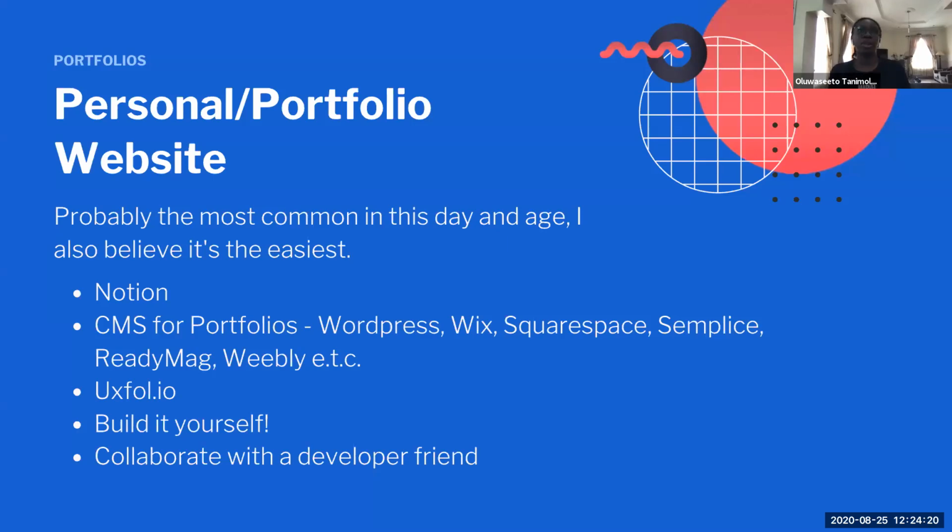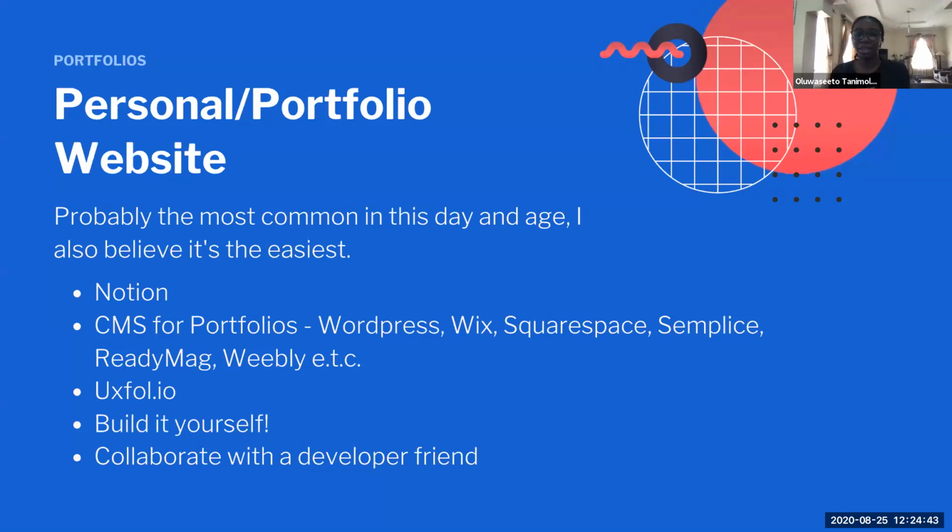Or you could collaborate with a developer friend. What I mean is that if you have a friend that is a front-end developer or something, you could design your portfolio and they build it for you. You also design their portfolio and they build theirs as well, or you could just pay them. So those are some ways that you can get a portfolio website.